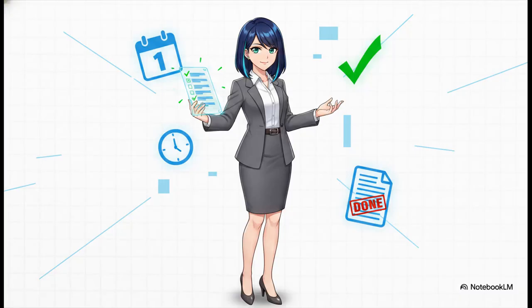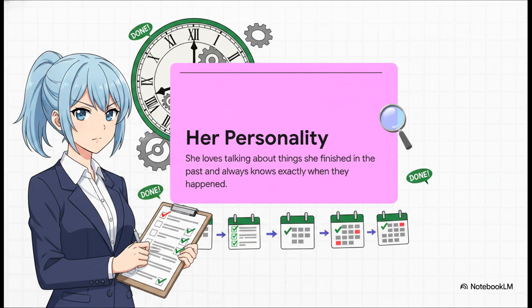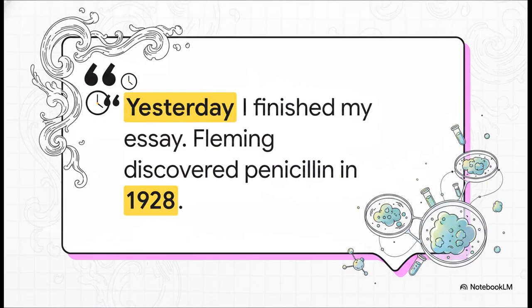And finally, to round out our little cast of characters, let's meet Miss Checklist. She's the personality for the past simple tense. Now, Miss Checklist is the total opposite of Miss Show-Off. She is obsessed with actions that are completely finished, done, checked off her list. And she is very precise about exactly when they happened. For her, the time is just as important as the action itself. Her sentences are so clear and final. Yesterday, I finished my essay. The action is over. Alexander Fleming discovered penicillin in 1928, a specific point in the past. If an action is done and you can put a timestamp on it, you're talking like Miss Checklist.